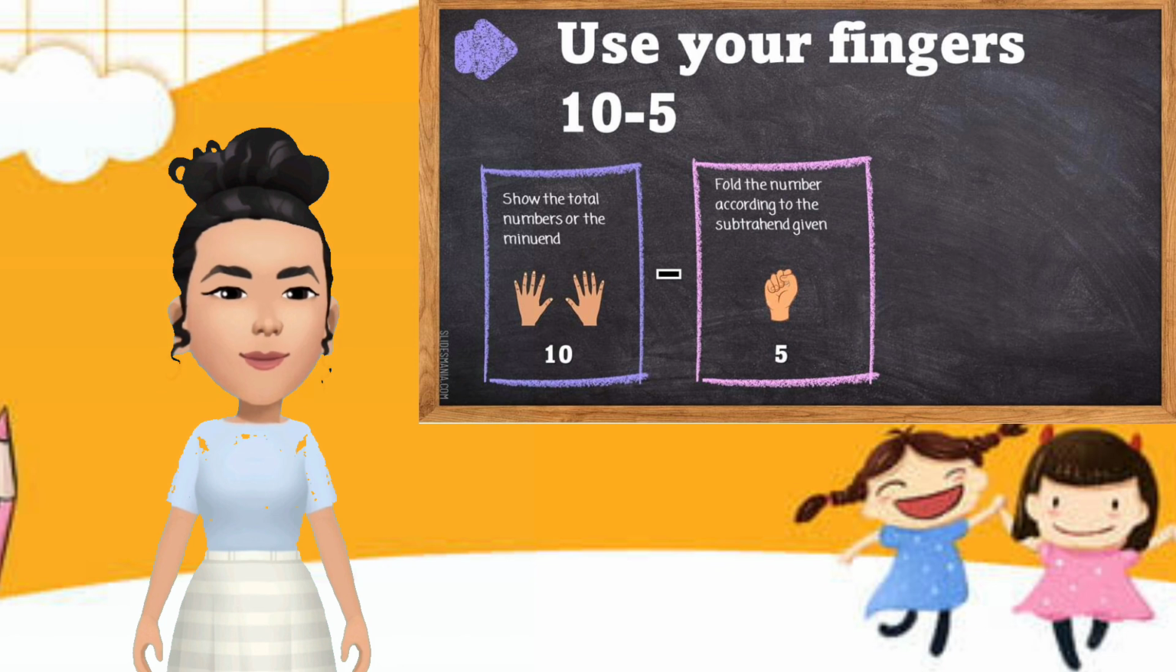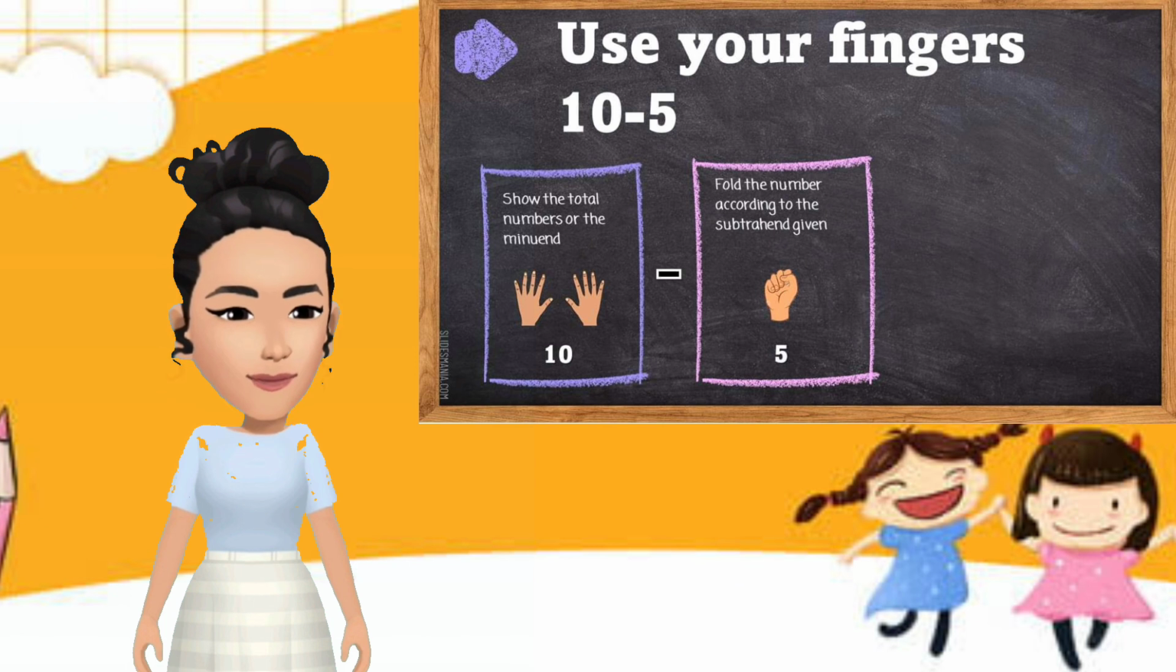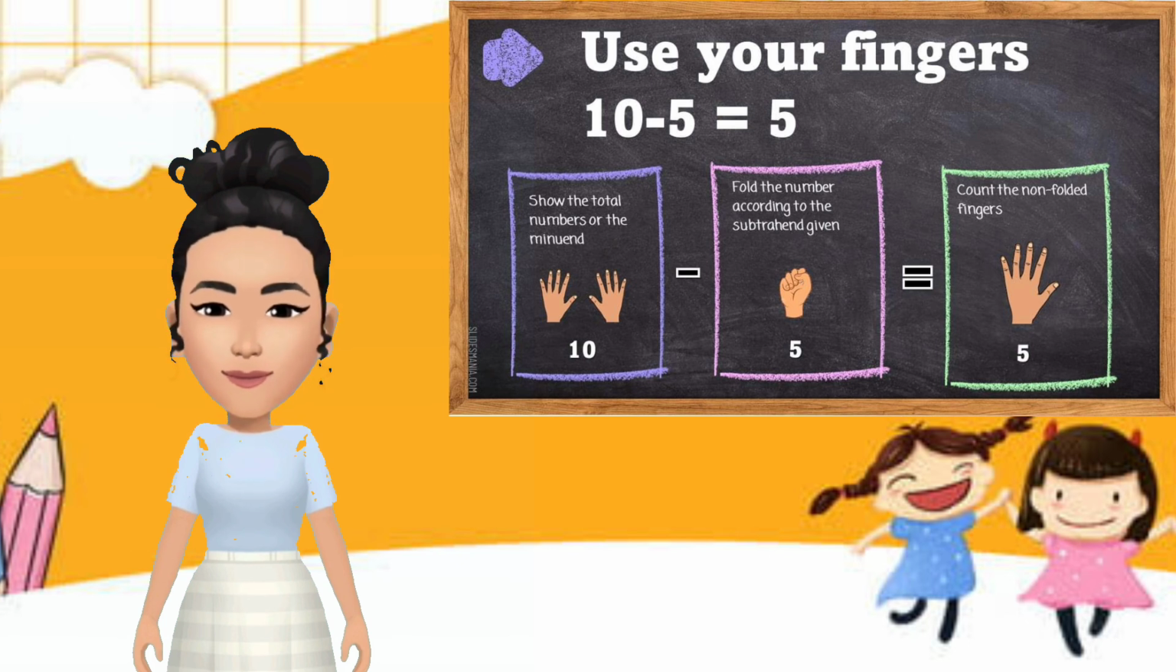And then, to get the difference, to get the answer, we will count all the fingers that were not folded. How many fingers that were not folded? 1, 2, 3, 4, 5. We have 5 fingers that were not folded. So, the difference is 5, meaning 10 minus 5 is equals to 5. Do you understand? Very good.